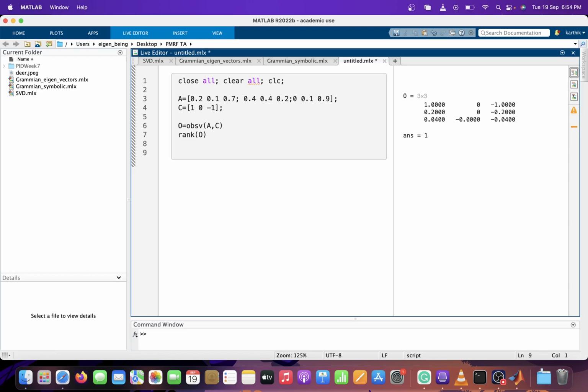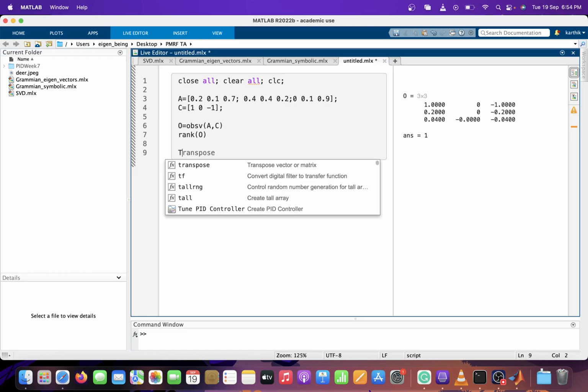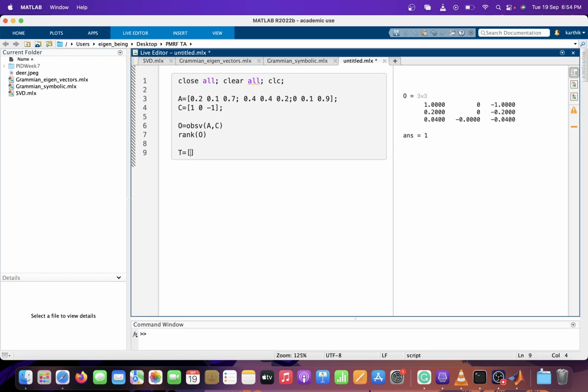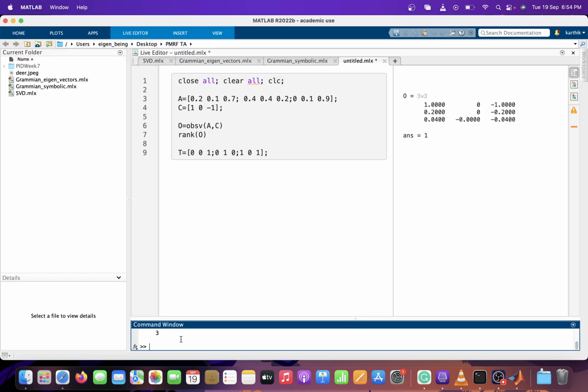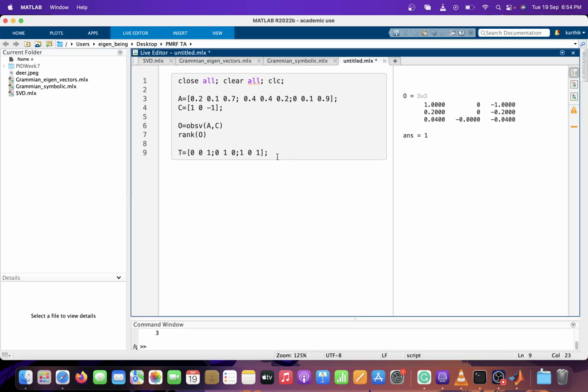Now I have to write the T matrix. So what is the T matrix that I got? The T matrix is 0 0 1, 0 1 0, 1 0 1. Okay, so that's my T matrix. Now if I check the rank of T, it's 3, which means I can use this.